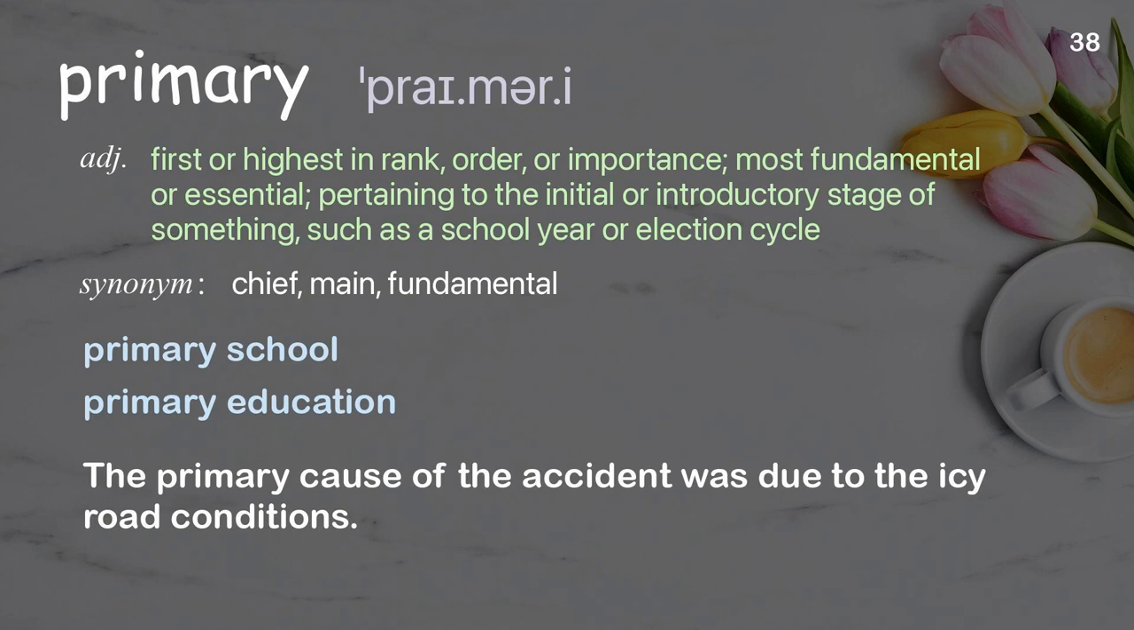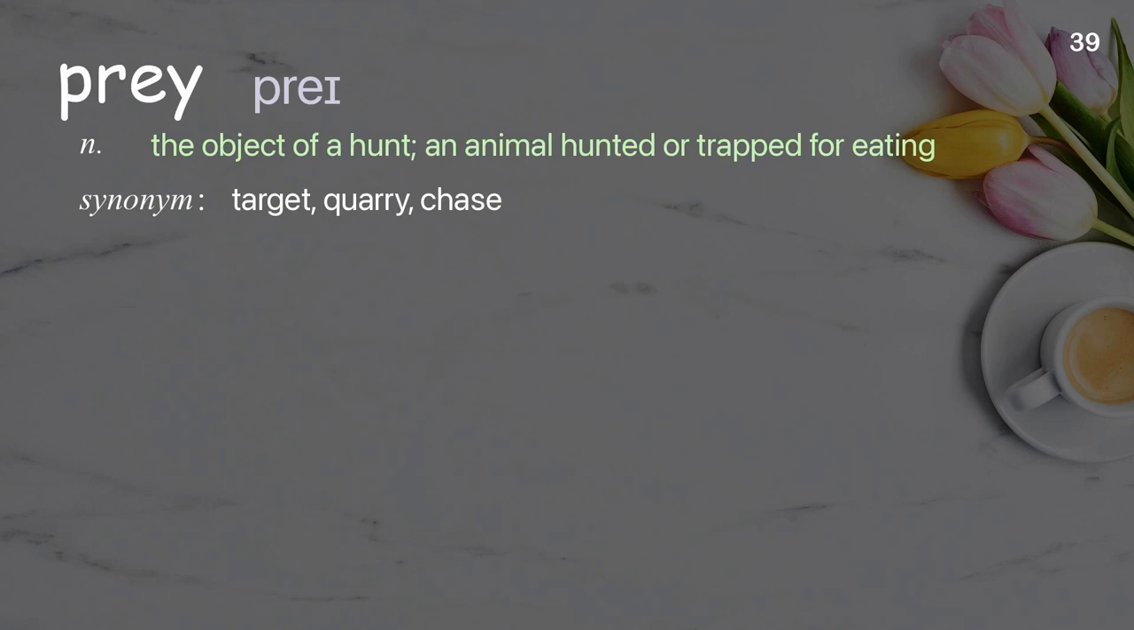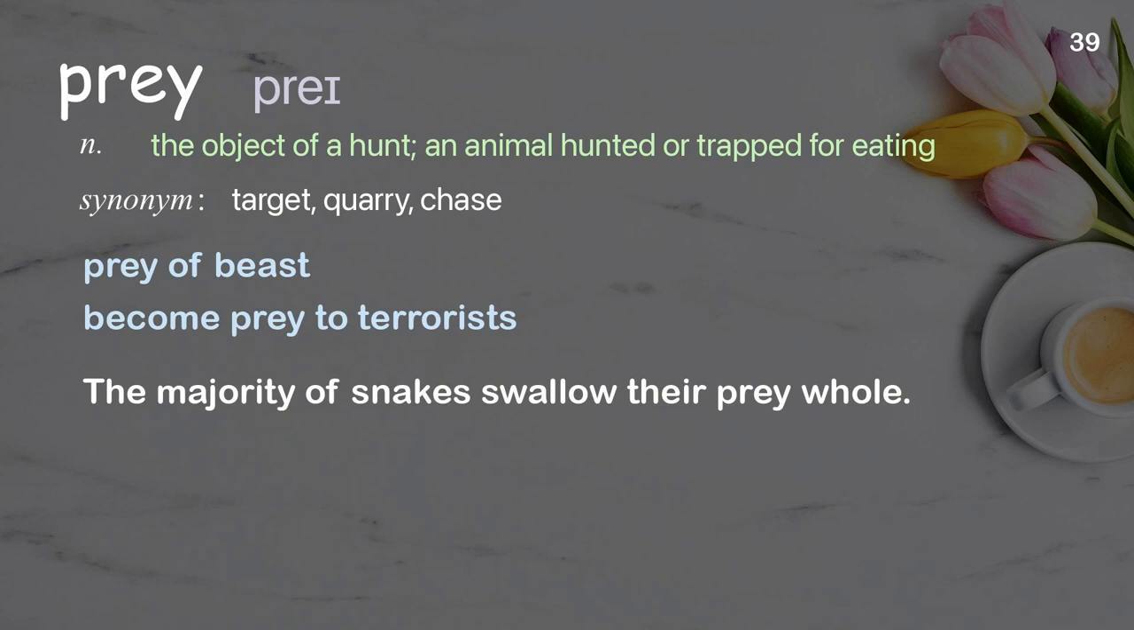Prey. The object of a hunt, an animal hunted or trapped for eating. Examples: prey of beast, become prey to terrorists. The majority of snakes swallow their prey whole.